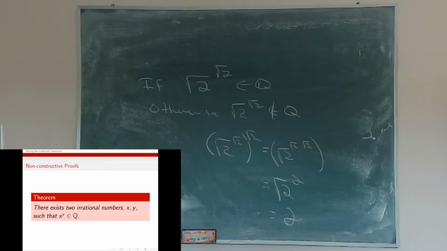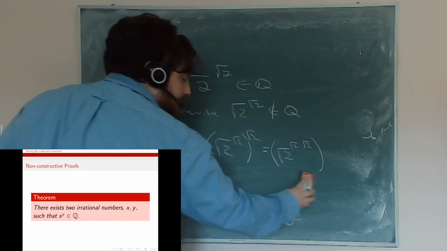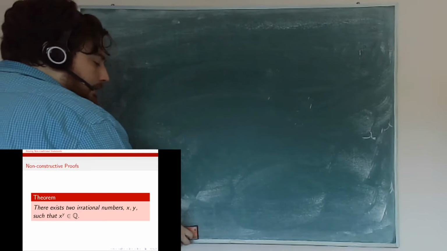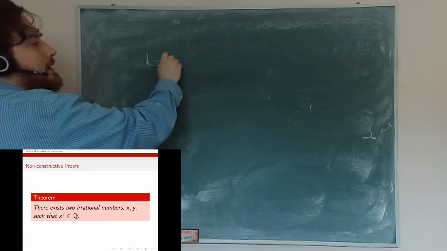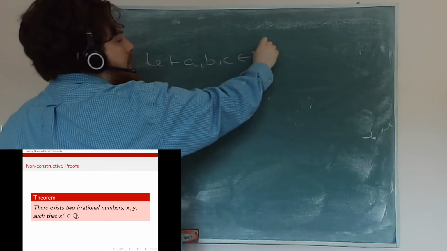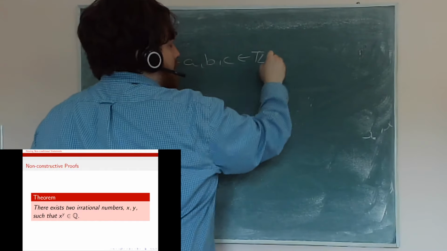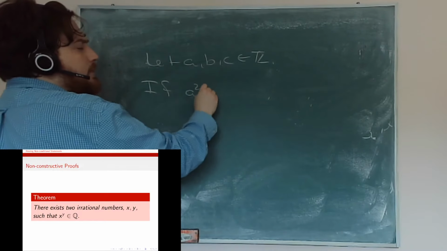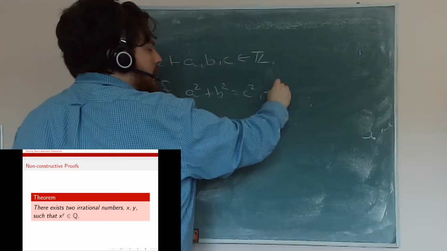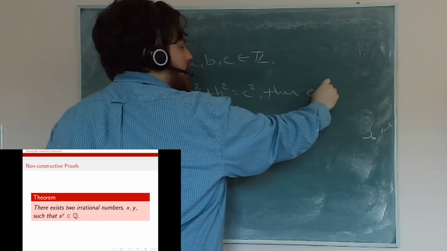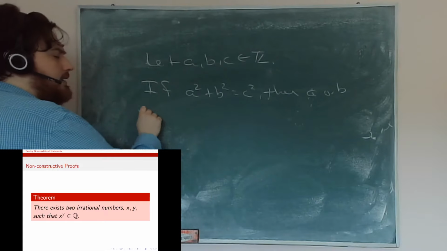So number 8 on chapter 10, I'm going to write it up at the board, is: suppose that a, b, c are integers and a squared plus b squared equals c squared, and I want to show that a or b is even. I always like more practice, and we have some time, so that sounds good. So let a, b, and c be in Z. If a squared plus b squared equals c squared, then a or b is even.